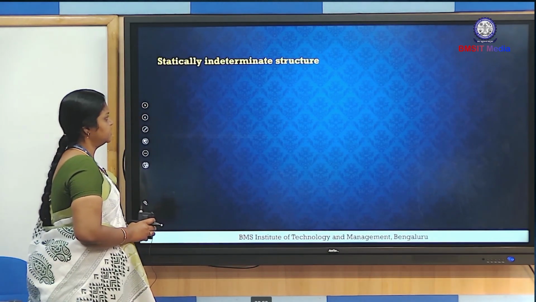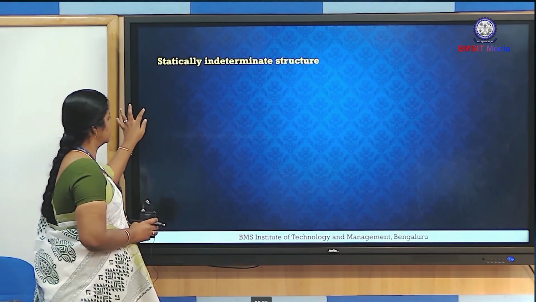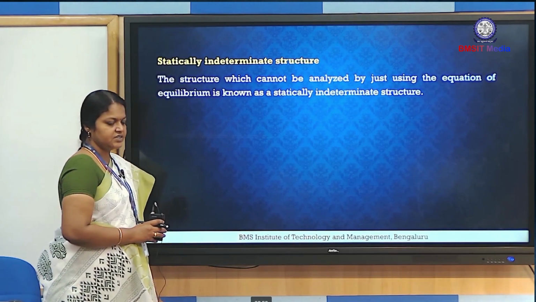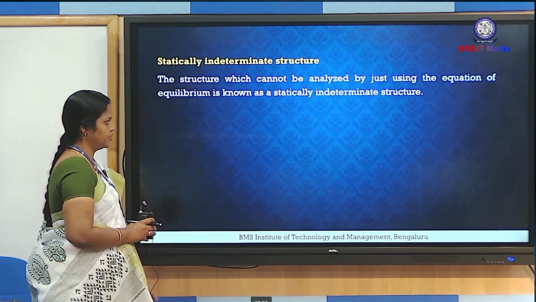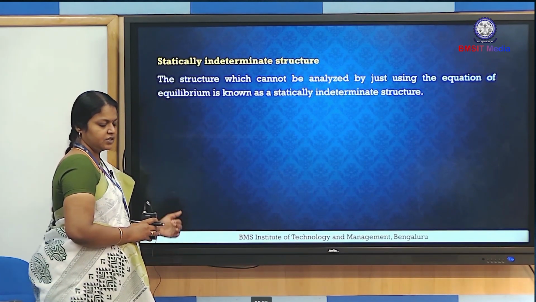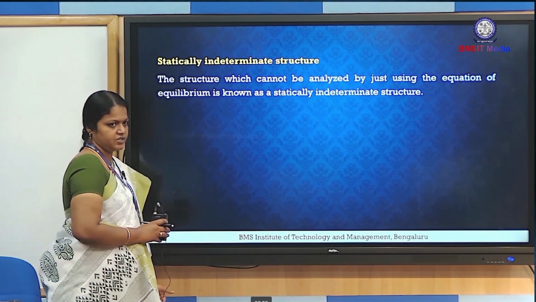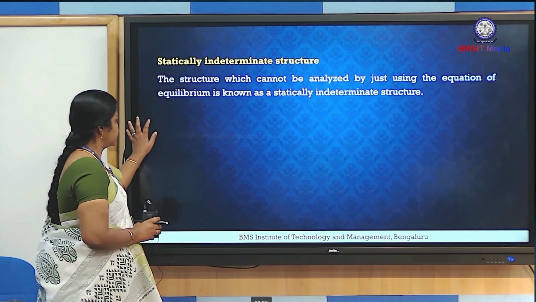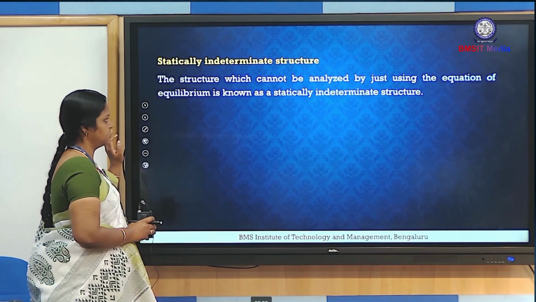So next one, statically indeterminate structure. The structure which cannot be analyzed by using equation of equilibrium. So additionally we want one more equation based on the number of unknowns. That equation is called the compatibility equation. This type of structure comes under statically indeterminate structure.